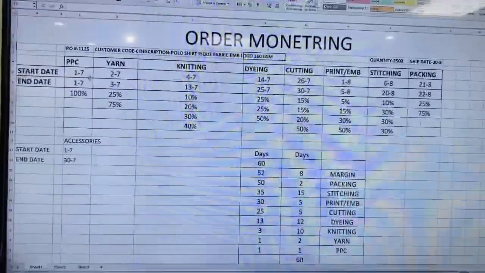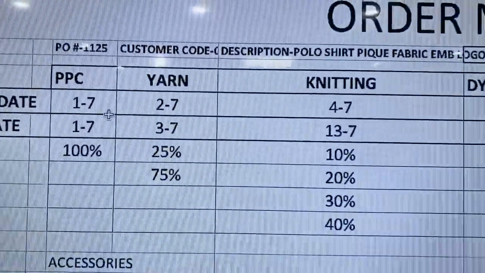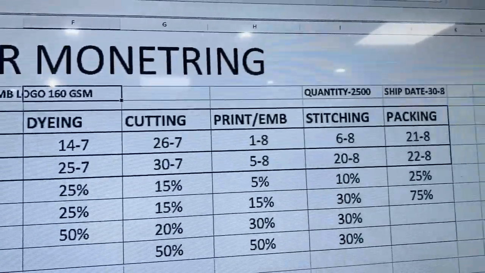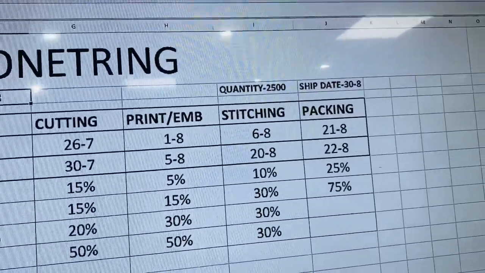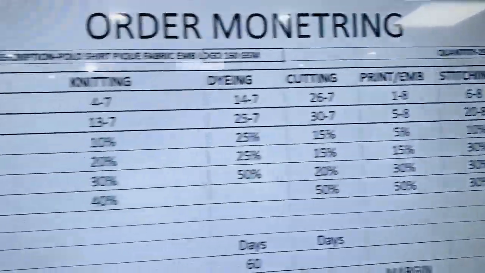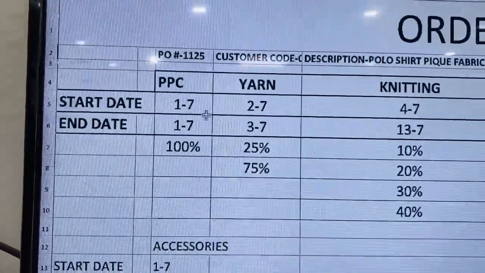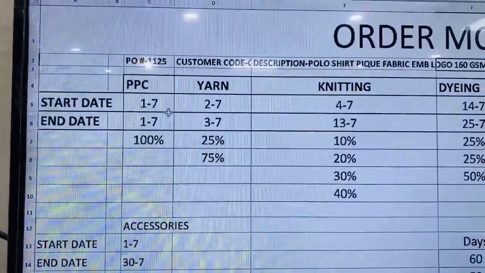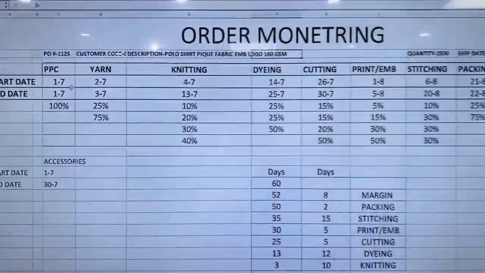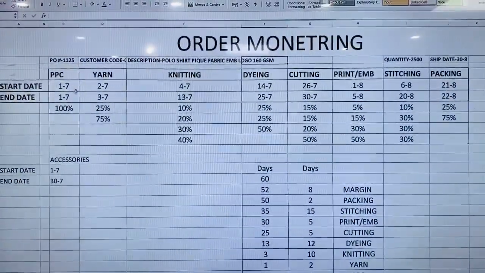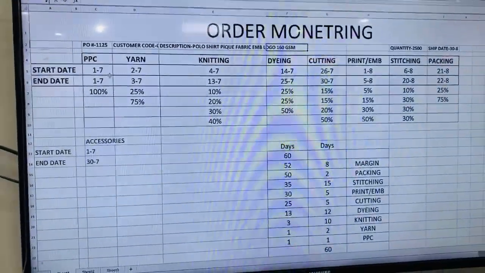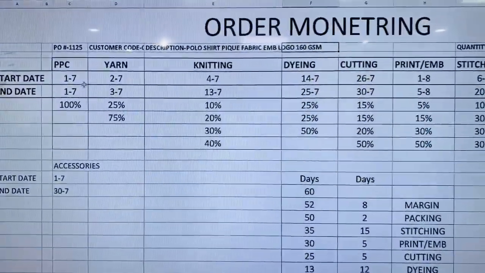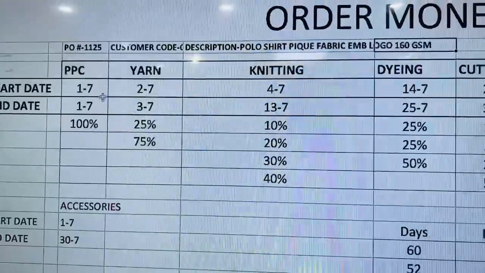Let's move on. For example, we have an order of 2,500 polo shirts. The ship date is the 30th of August, any year. The starting date is the 1st of July. In PPC, we have to plan how much fabric we require and what quantity of yarn we need to buy, and then start knitting.